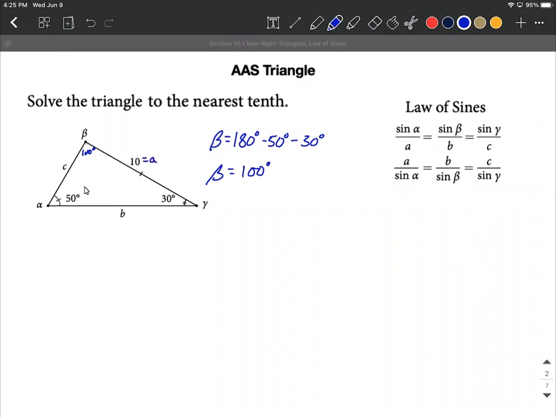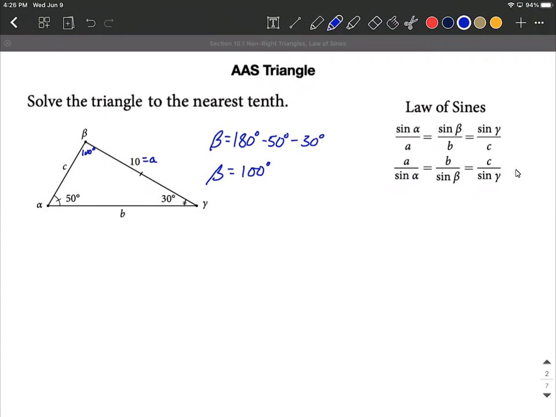And we can label this as side A. A is always across from angle alpha, B is always across from angle beta, and C is always across from angle gamma. As we get going on the rest of this, we still need to find B and C. The only obvious choice is that we know side A and angle alpha. So what I want to do is use angle gamma and find side C.